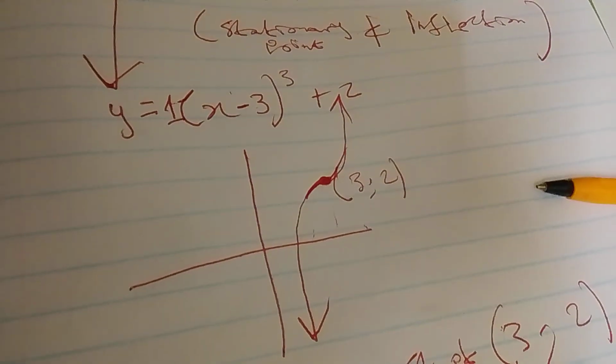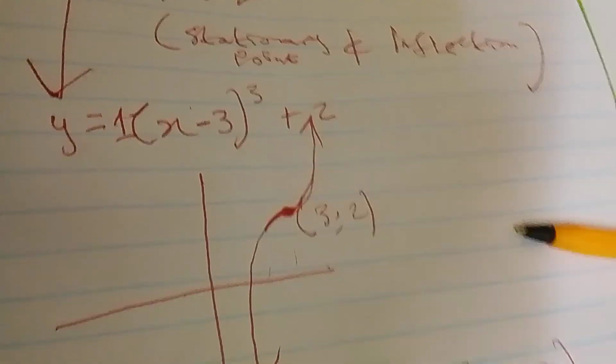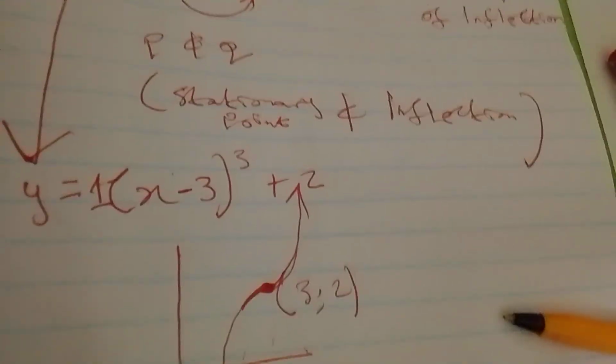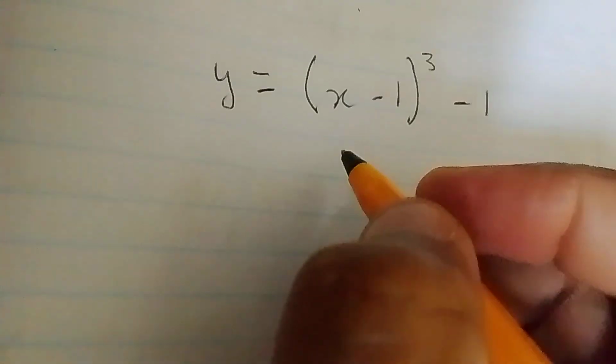So what I'm trying to say here, if you didn't understand what I'm saying, you must understand this one. Look at this one. We can give you an equation like this. I'm giving you an equation y equals x minus 1 all cubed minus 1.